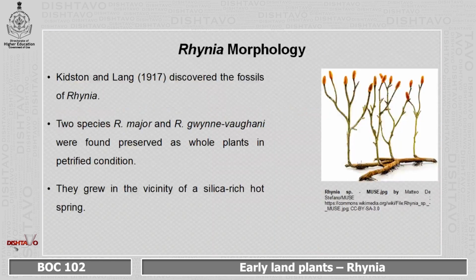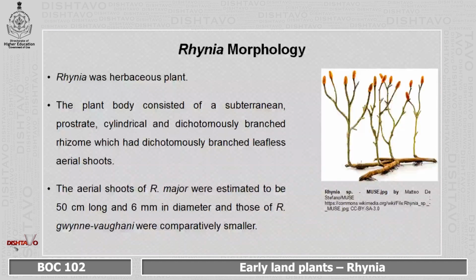Coming to the morphology of Rhynia. Kidston and Lang in 1917 discovered the fossils of Rhynia. Two species, namely Rhynia major and Rhynia gwynne-vaughanii, were found preserved as whole plants in a petrified condition. These plants grew in the vicinity of a silica-rich hot spring. Rhynia was a herbaceous plant.